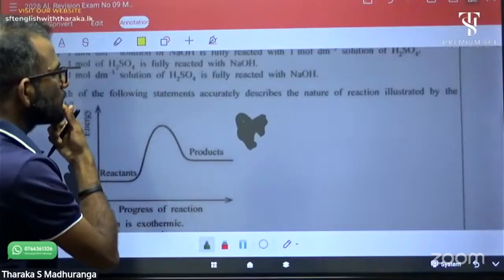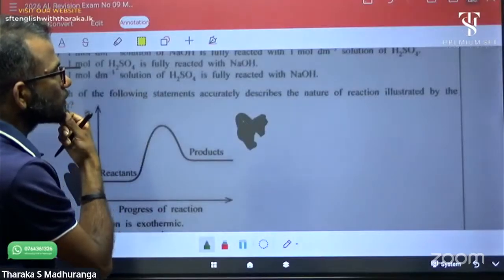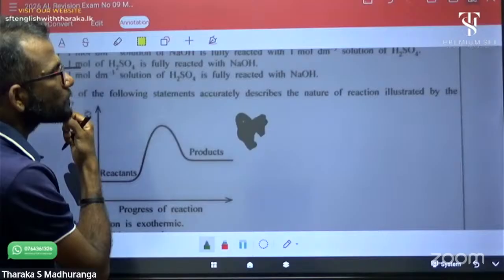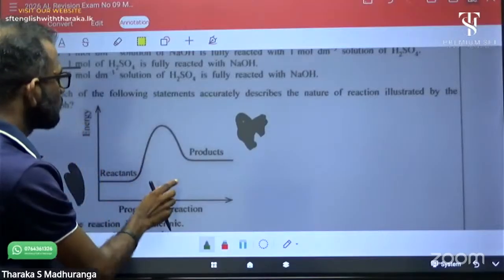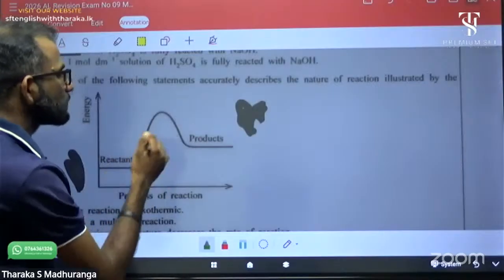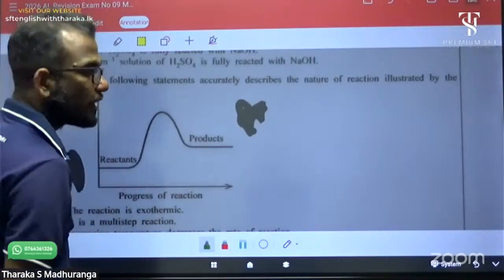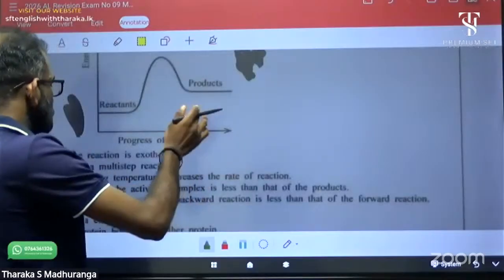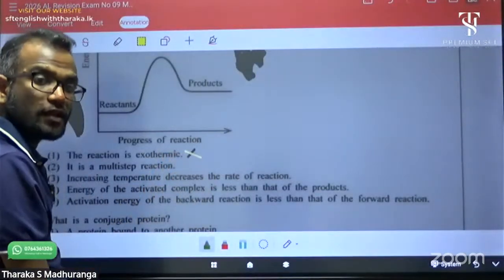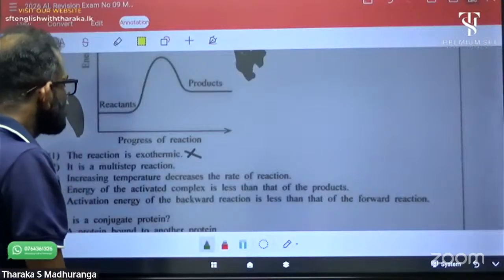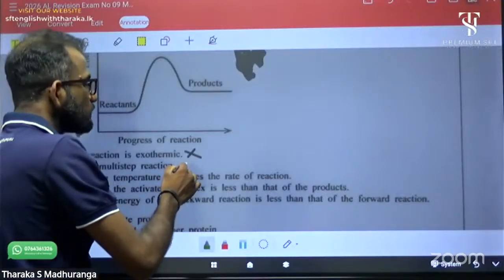Okay, fourth one. Which of the following statements accurately describes the nature of the reaction illustrated by the graph? This is a graph. The product energy is greater than the reactant energy, therefore it's an endothermic reaction. So saying it is an exothermic reaction is completely wrong. It is an endothermic reaction. Is it a multi-step reaction? No, it's only a single step.